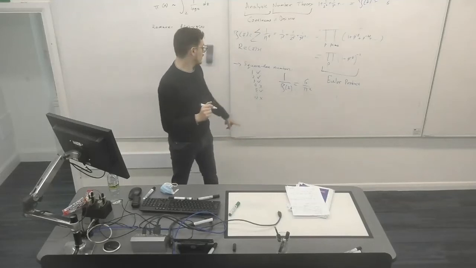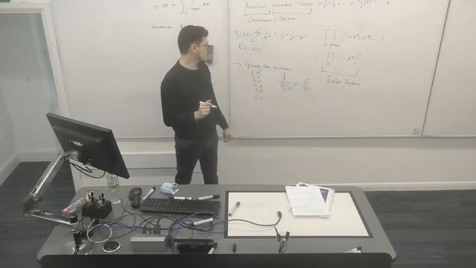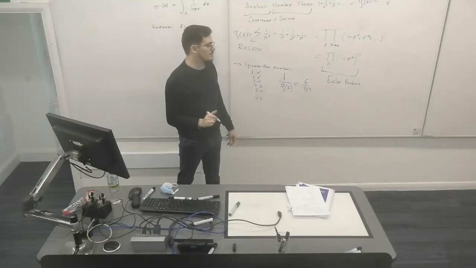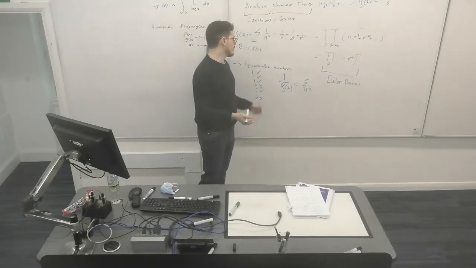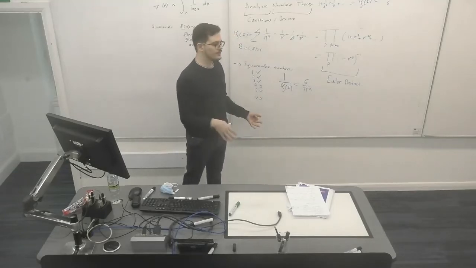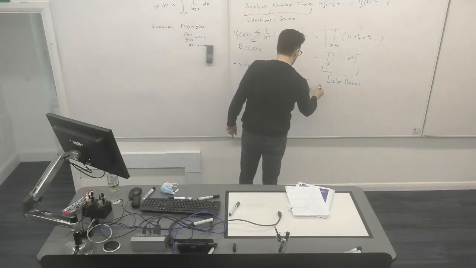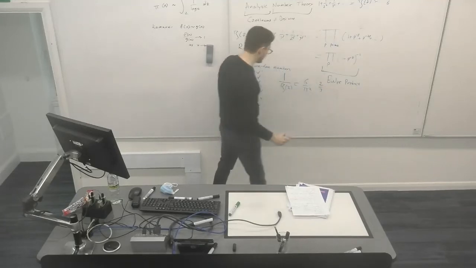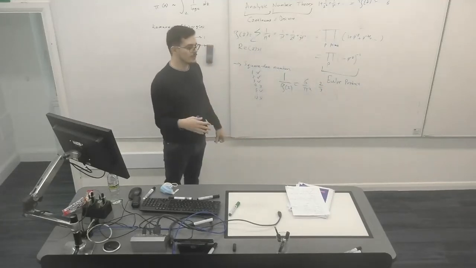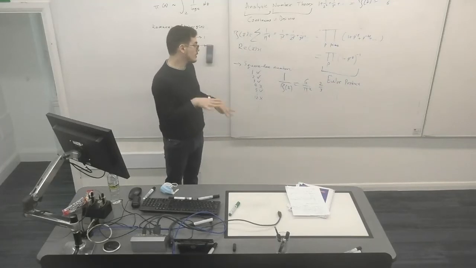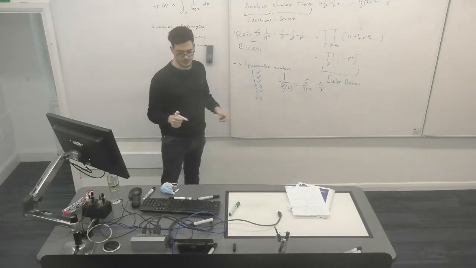In particular, this means that there are more square free numbers than non-square free numbers. So this is a bit less than 2/3. So actually the probability that the number is square free is about 2 times the probability that the number is not square free.